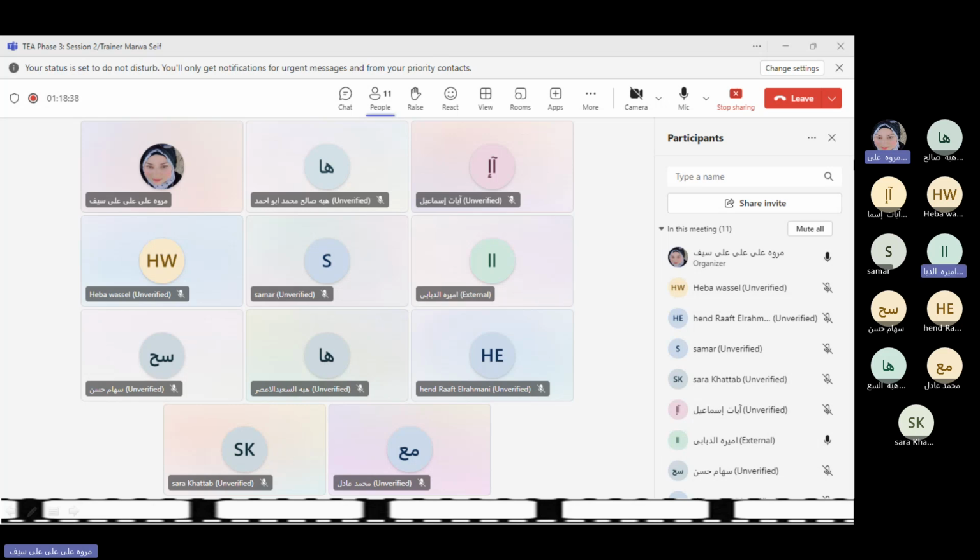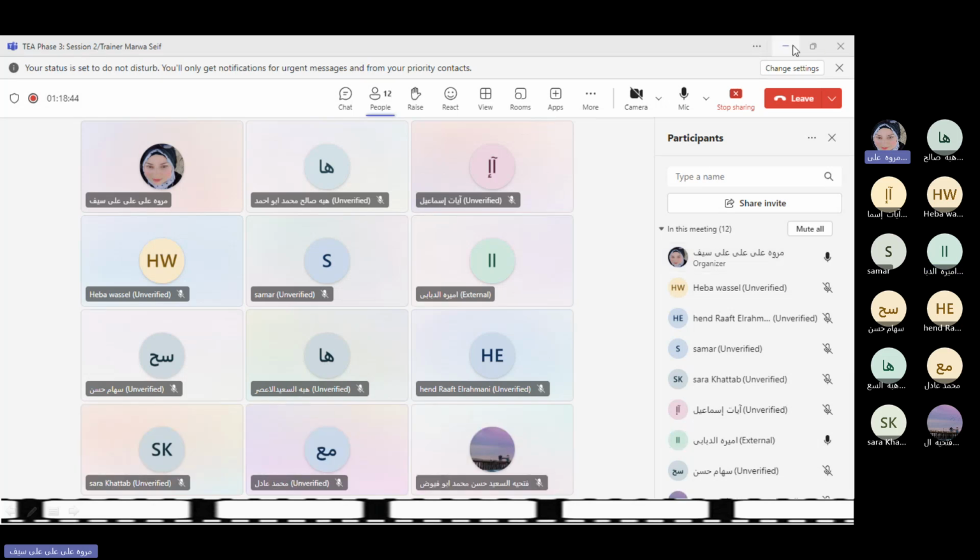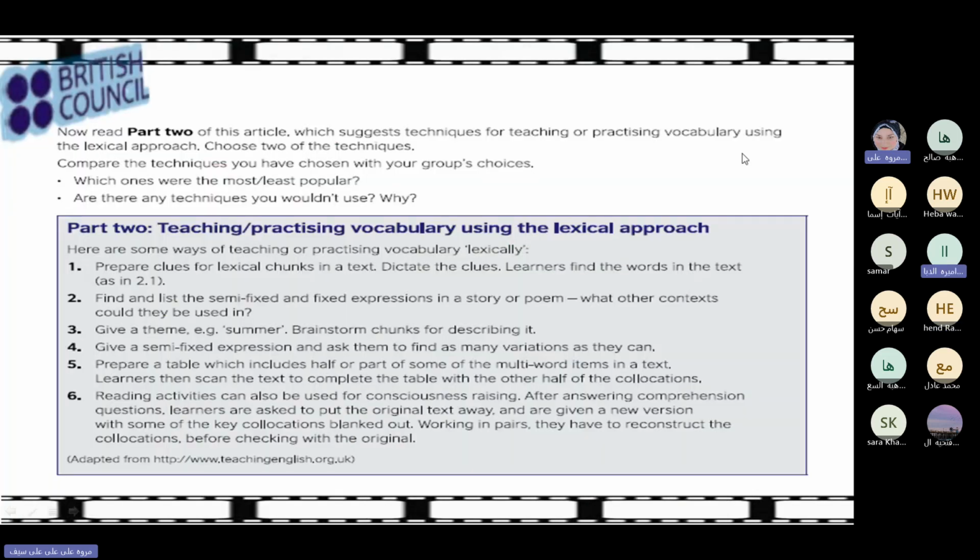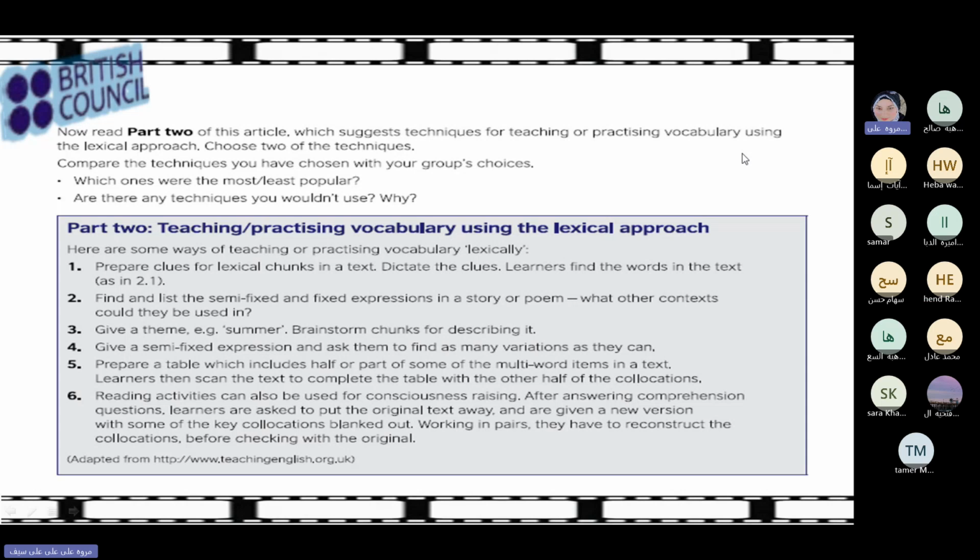Now let me have a look at group one. Who is the spokesperson, or the spokesman or the spokeswoman, of the group? I can't remember my group number. Miss Hind, let's imagine you're group one. Just go ahead and share what you have. Okay.